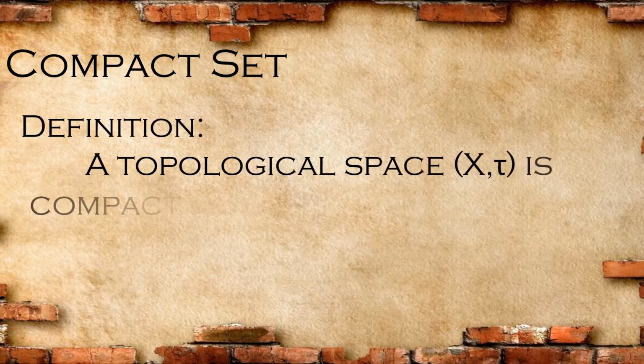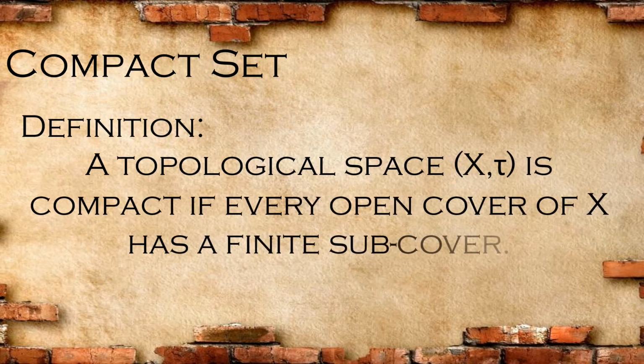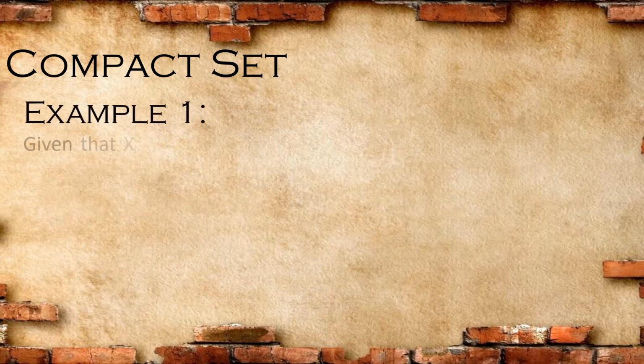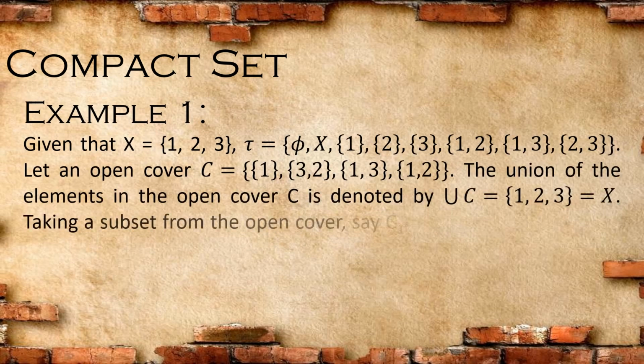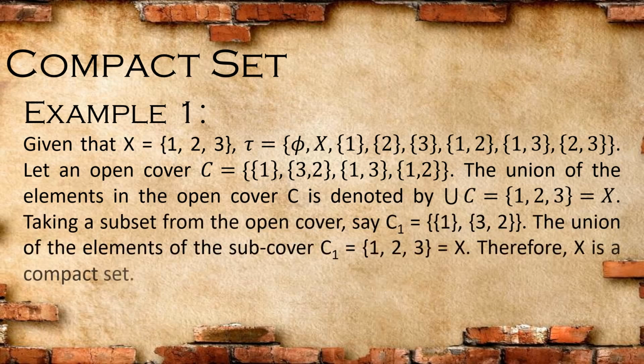For the last term that we are going to define in this report, we have the compact set. A topological space (X, tau) is compact if every open cover of X has a finite subcover. In order for us to understand further about the compact set, let me give you one example, our first example.